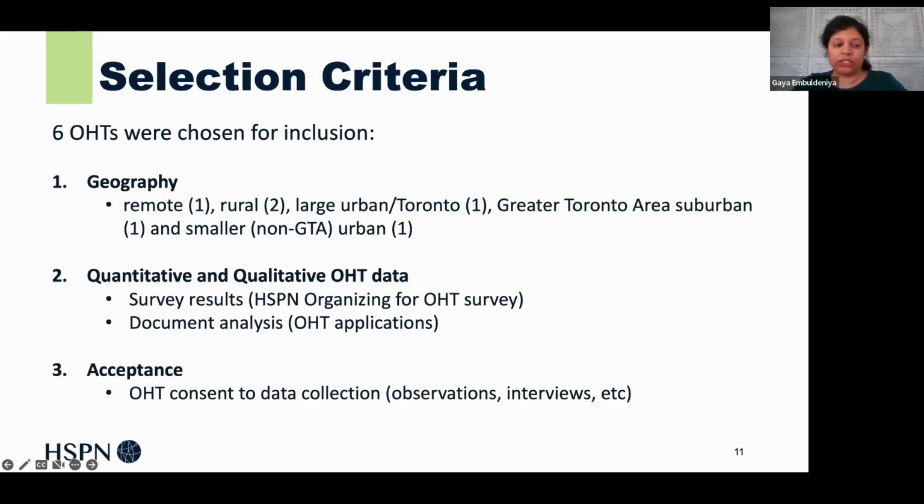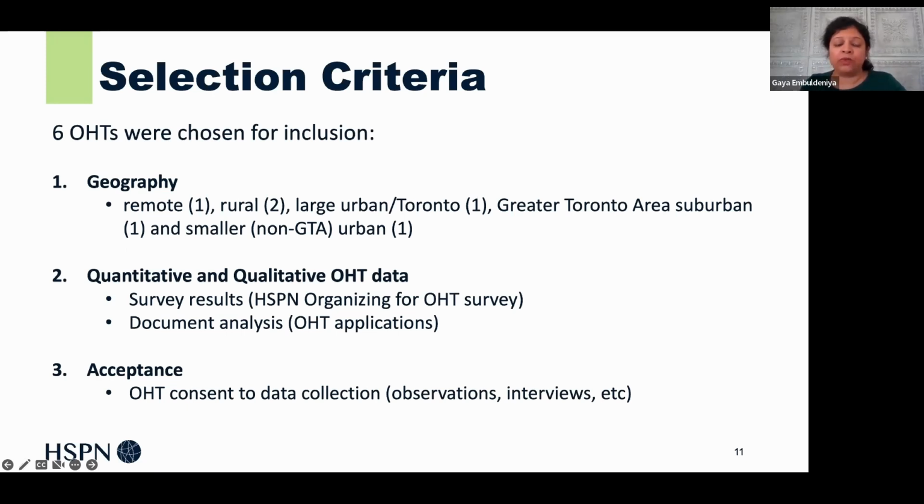So 6 OHTs were included in the developmental evaluation, and there were 3 main criteria that guided selection. The first being geography. So we wanted to represent different geographies in the province, and we included teams from rural, remote, and urban geographies. We were also looking for readiness to engage in the developmental evaluation, the DE. So we were looking to see if they had certain components in place. So, how they self-reported their team climate or readiness for change, for instance, through the results from the HSPN organizing for OHT survey that we did, and secondly, through a document analysis of the OHT applications themselves.